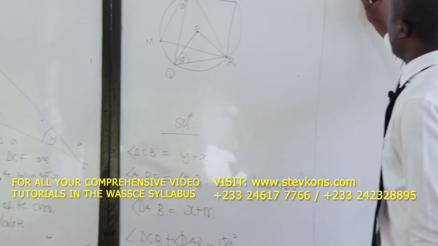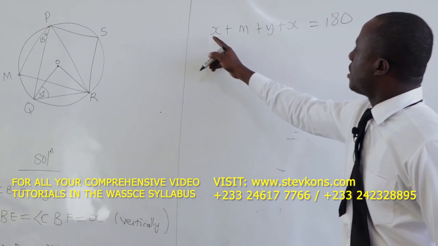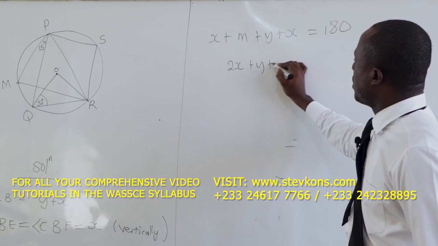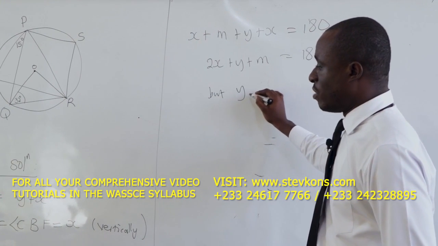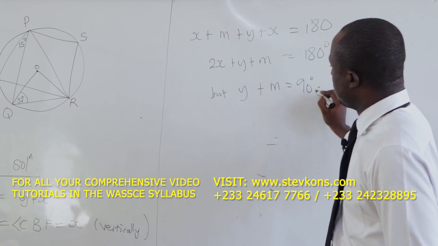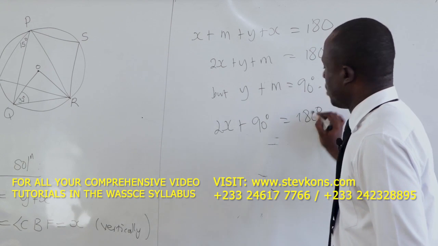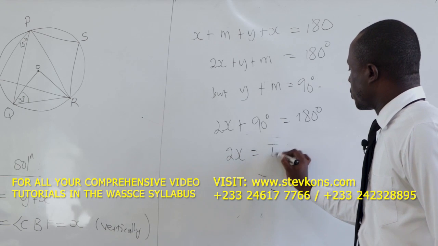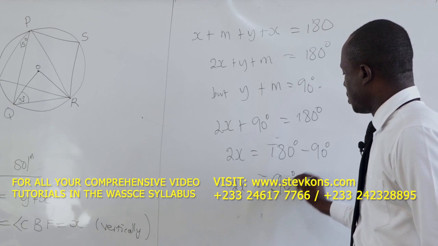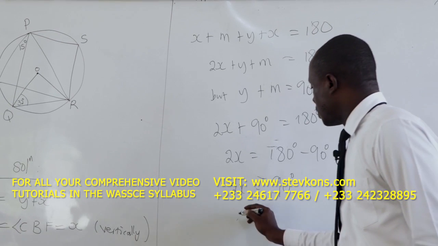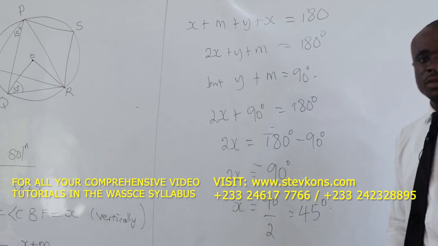And what do we have? x plus m plus y plus x equals 180 degrees. x plus x is 2x, plus y plus m equals 180 degrees. But from the question, we are given y plus m to be 90 degrees. So let's put this in. We have 2x plus 90 degrees equals 180 degrees. So 2x equals 180 degrees minus 90 degrees, 2x equals 90 degrees. To find x, we divide both sides by 2. So we have x to be 90 over 2, and this is 45 degrees.